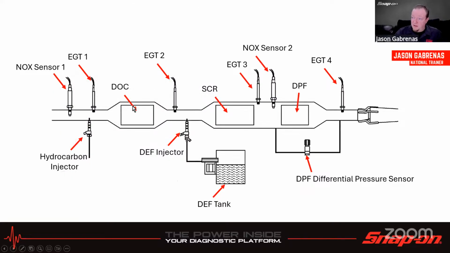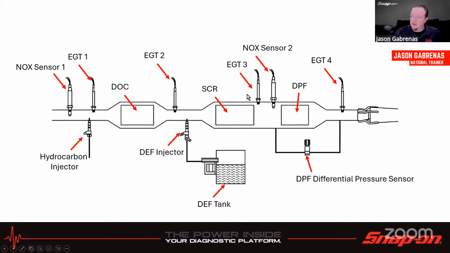So you can see all the multitudes of sensors and components in just this kind of block diagram. So we have a NOx sensor there. We got a NOx sensor there. It's before and after the SCR. In this case, the DPF is after the SCR. Sometimes it's before, sometimes it's after. Depends on the manufacturer. The hydrocarbon injector, like I said, goes in front of the catalyst, and then it goes into the DPF. The DPF differential pressure sensor is going to have a front and rear.